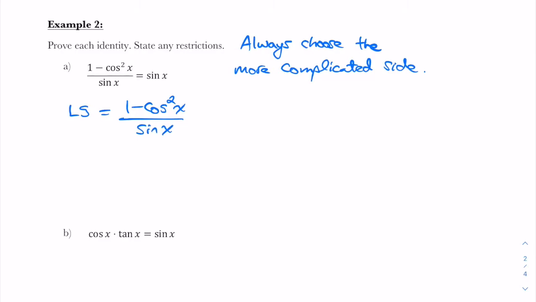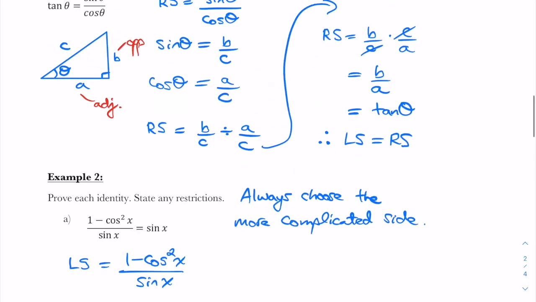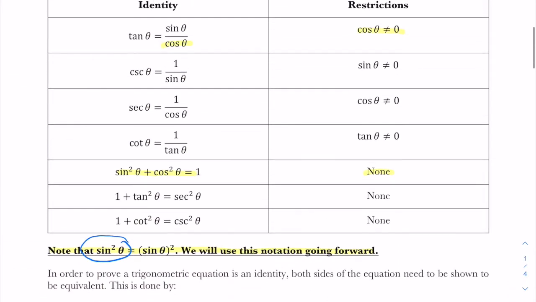And now we somehow have to show that the left side equals sine x. So one trick that you're allowed to do is substitute any of the identities from the previous page. And let me just ask you, where have you seen 1 and cosine squared x in the same equation? Well, let's go back to the previous table. And I think you'll see that the fifth identity has what we're looking for. In this one, sine squared theta plus cosine squared theta equals 1.